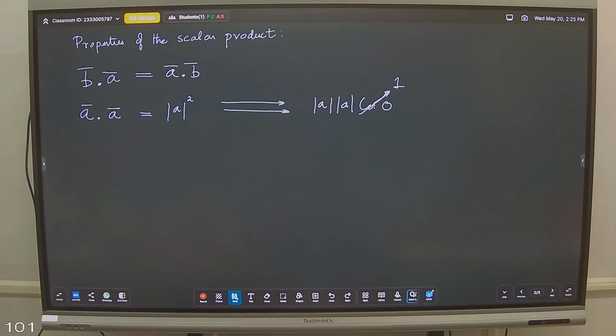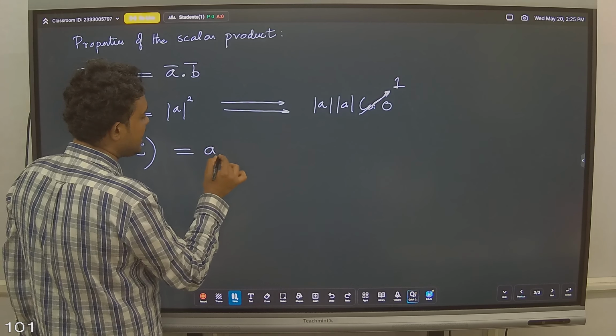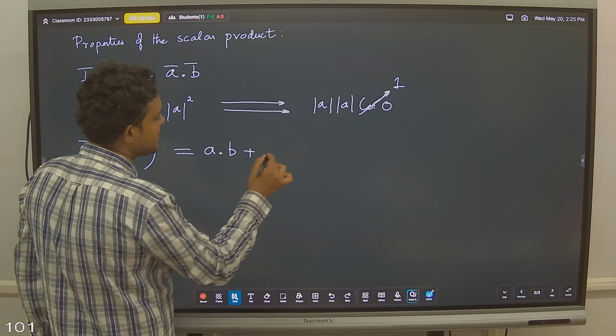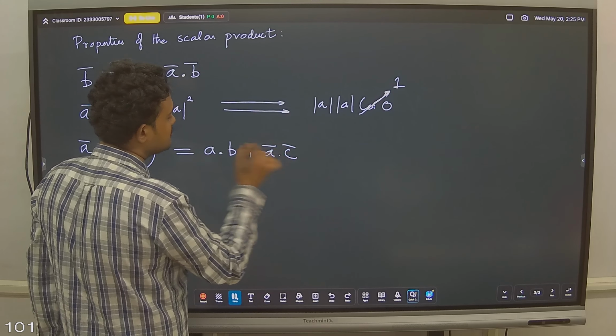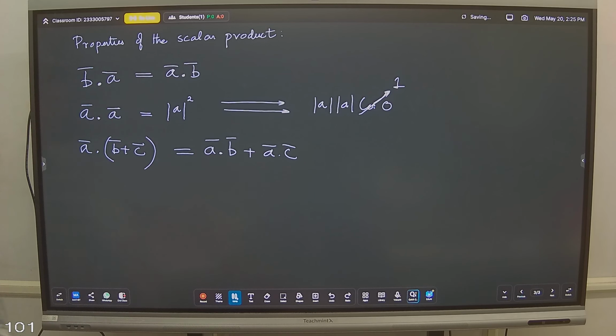There is one more property which is distributive with respect to addition, right? It is that A dot (B vector plus C vector), where this is the vector addition of B and C, is going to be equal to A dot B plus A dot C. Correct?